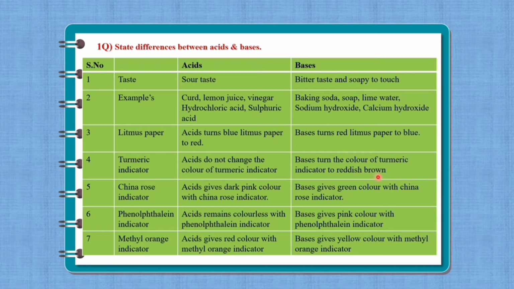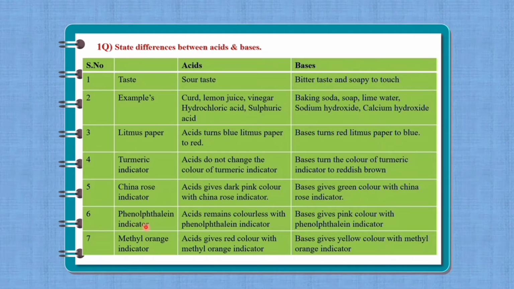It means that the color of turmeric indicator changes when we add basic solution such as detergent or any other soap solution. Color changes to reddish brown. Number 5, China rose indicator. It is a natural indicator. To the China rose petals, if we add warm water, its color changes to red. That red color solution is used as an indicator for the detection of an acid or base. Acids give dark pink color, bases give green color with China rose indicator.